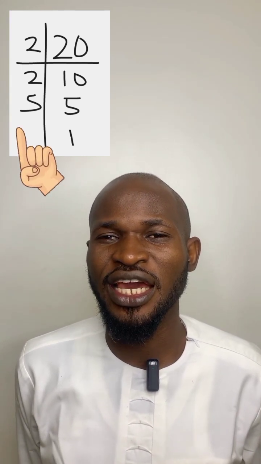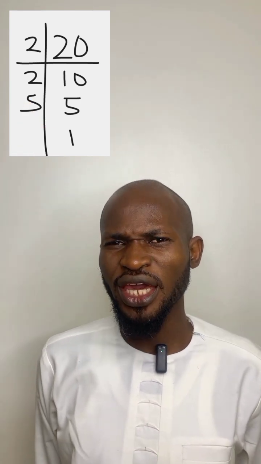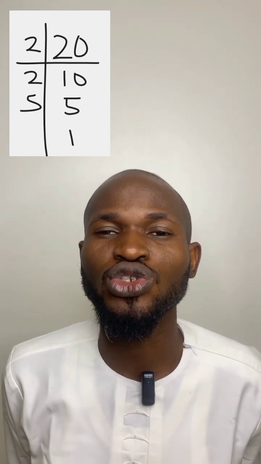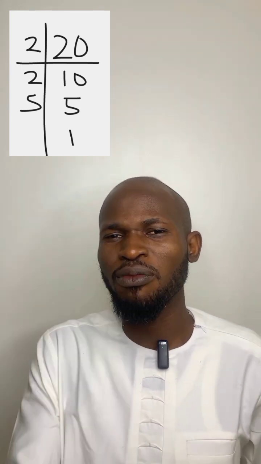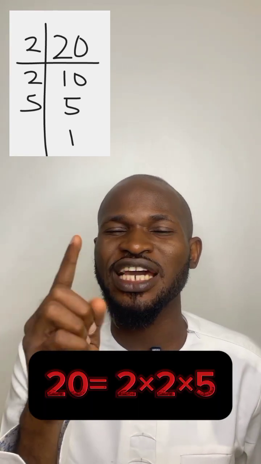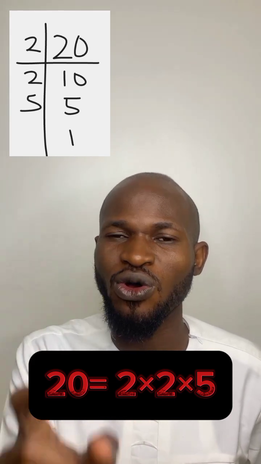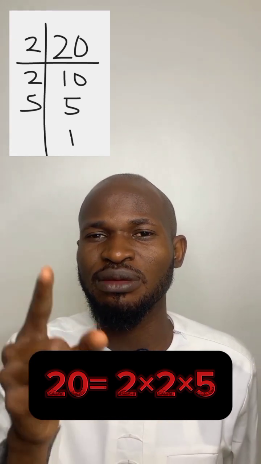If you check your screen very well right now, at the left hand side of your screen, what are you seeing there? You have 2, 2, 5. Those are the numbers that you have used to break down that 20. So you can now multiply them and then you have what? 2 times 2 times 5 as the product of prime factors of 20. So you can now say 20 is equal to 2 times 2 times 5.